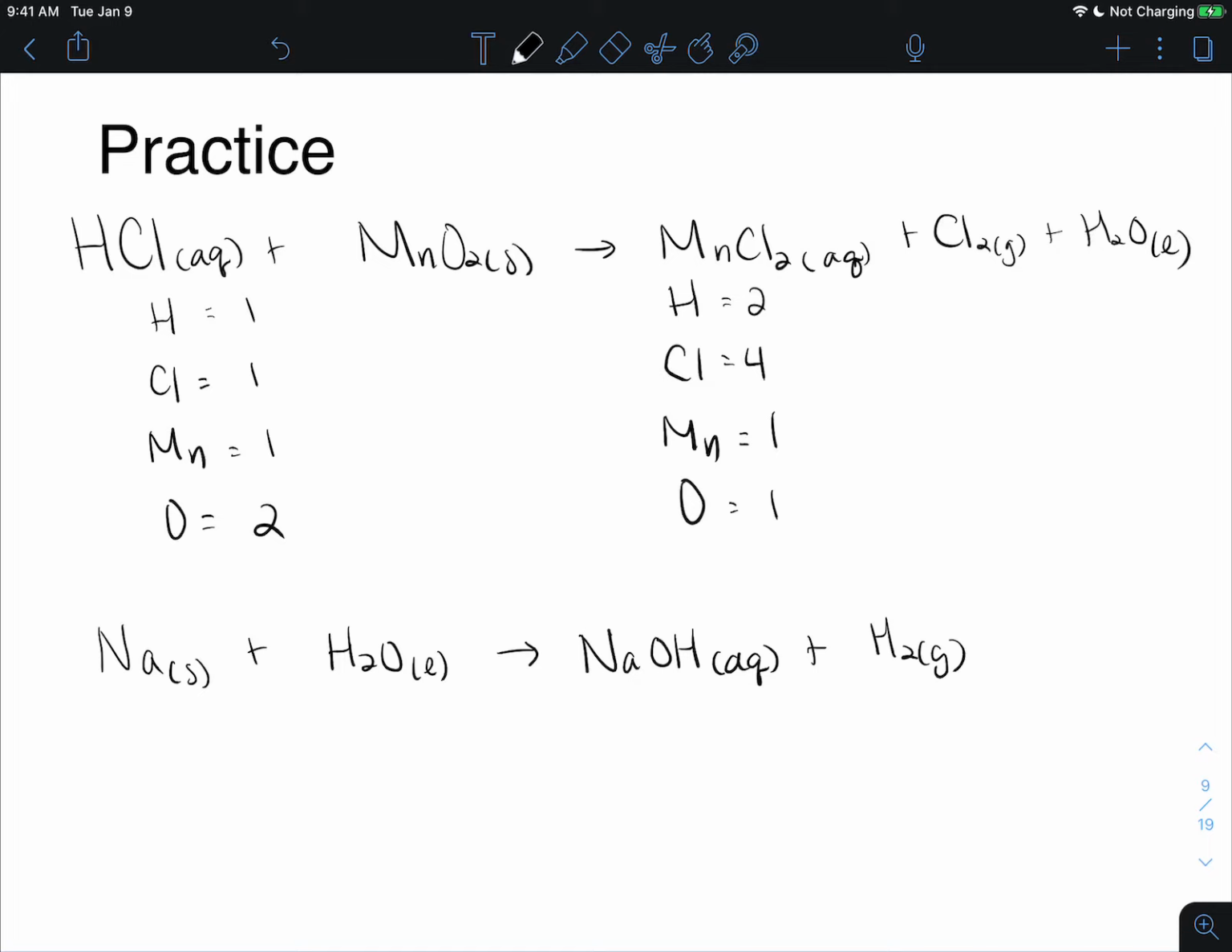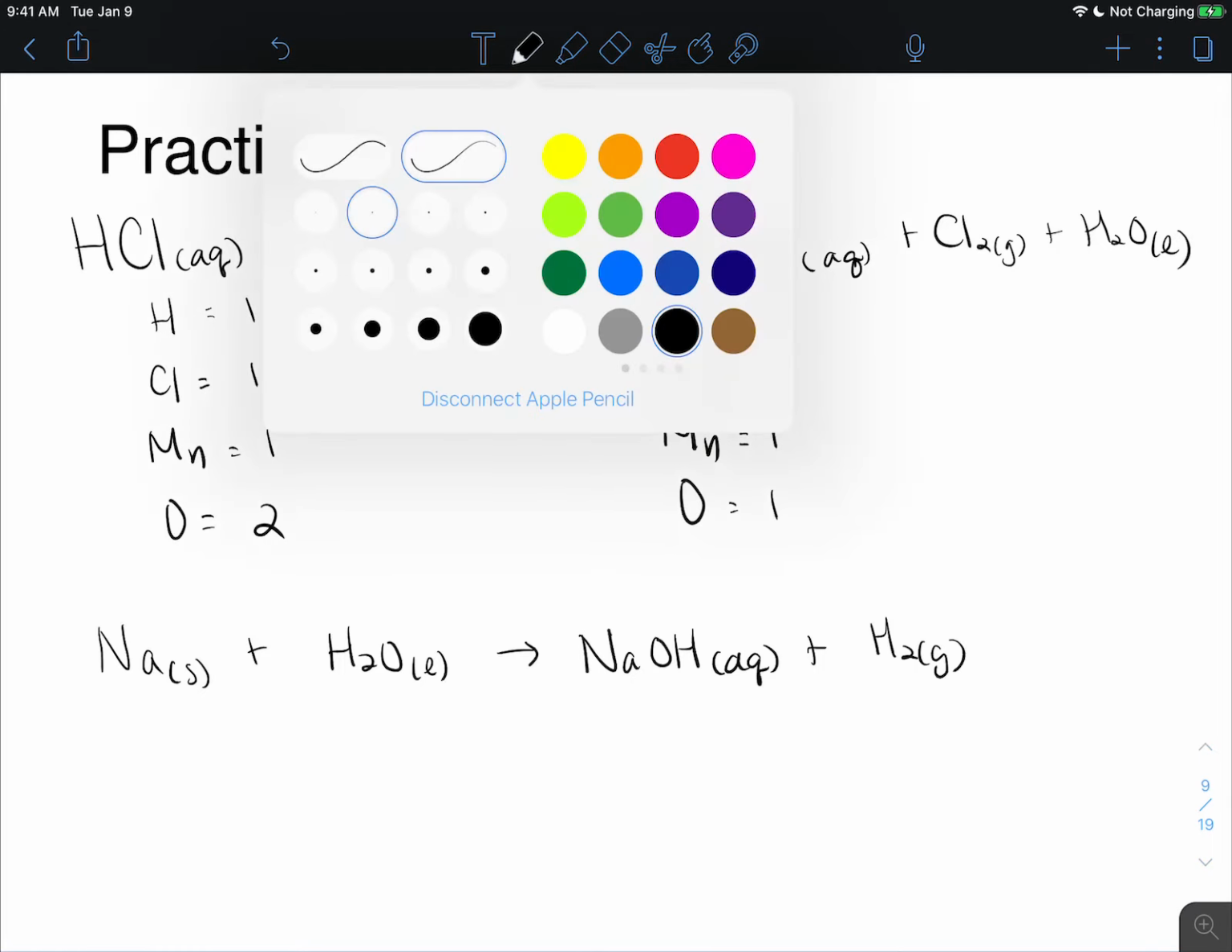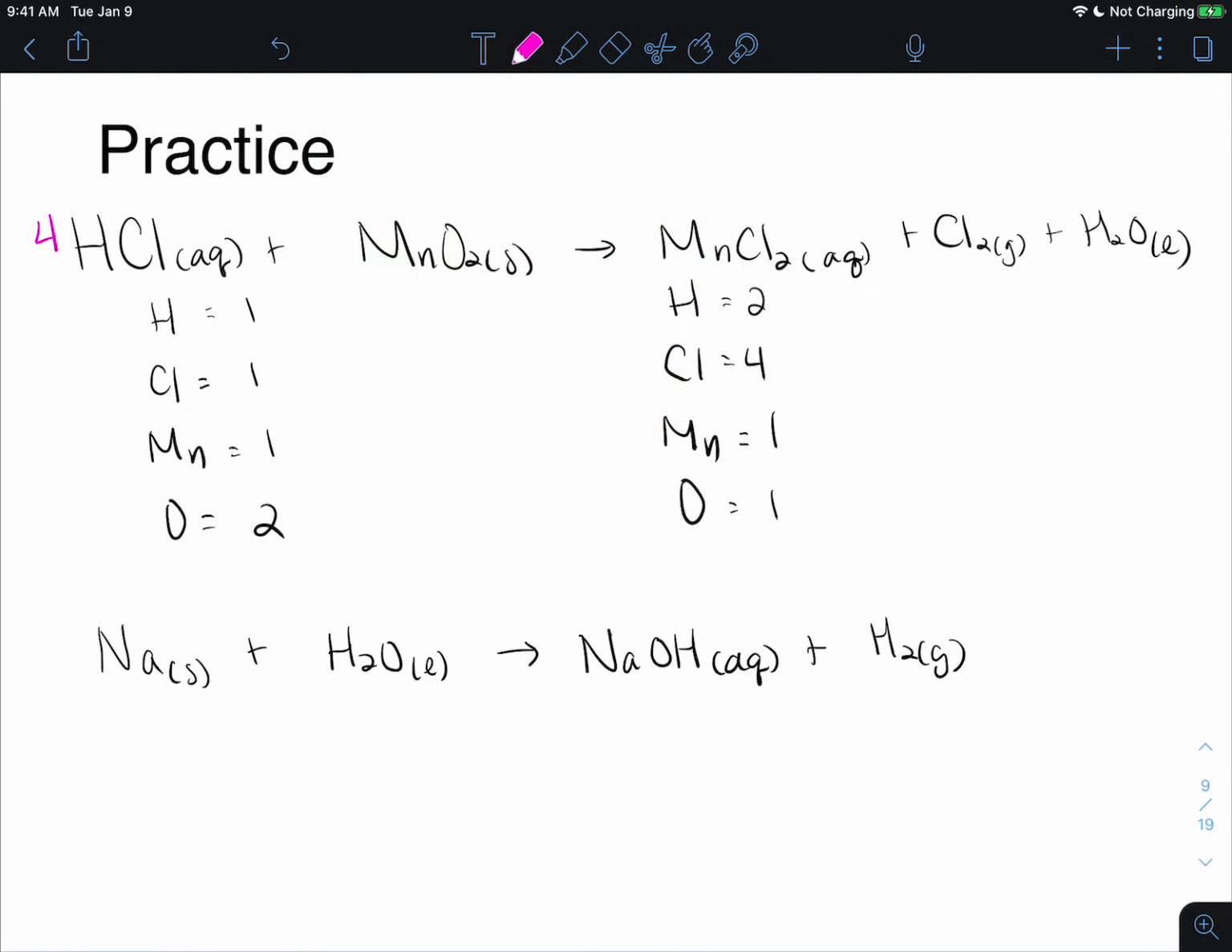So looking at our chlorine, there are 4 on the right side and only 1 on the left side. So we're going to go ahead and put a 4 here. That'll change this to a 4 and this to a 4. After that, we're going to move on to our oxygen by placing a 2 right here. That changes that to a 2 and changes that to a 4, very conveniently. And that's us balanced. Whew.